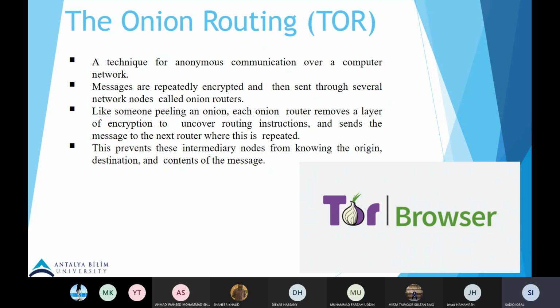Onion routing is a type of protocol, and this prevents these intermediary nodes from knowing the origin, the destination, and the contents of the message. So by doing this, we can be anonymous and protect our privacy, our data, because there are many layers of encryption, and the network node which is routing the message to another router, to another node, doesn't know until it decrypts the layer.